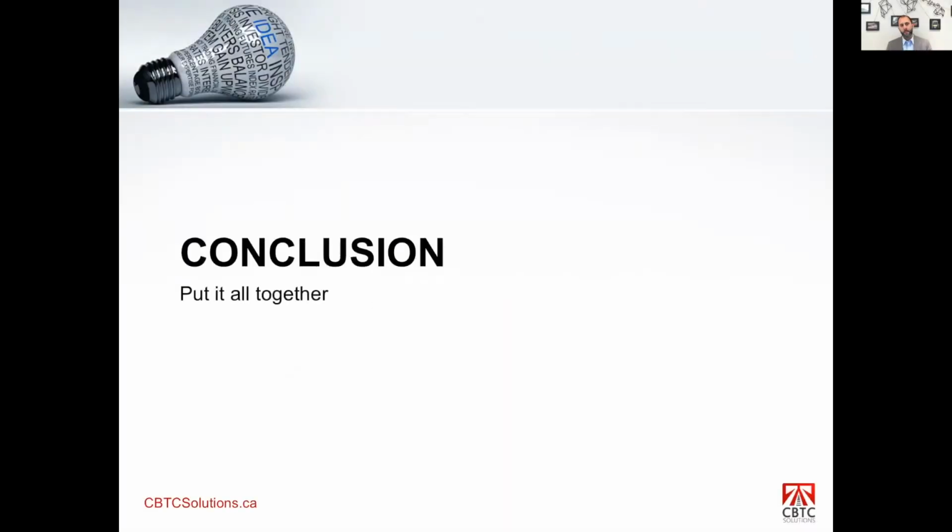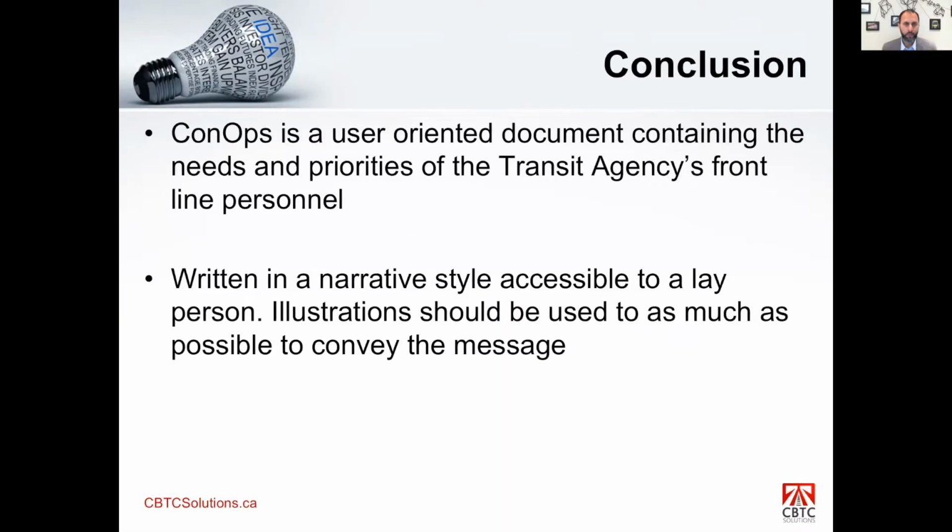So to wrap this up, in conclusion, a ConOps is a user-oriented document that contains the needs and priorities of the transit agency's frontline personnel. I hope that I've convinced you why you need to understand the end user's priorities. And the ConOps is dedicated to that user. It is not an engineering document.